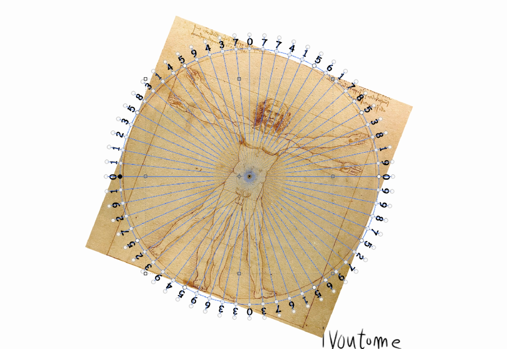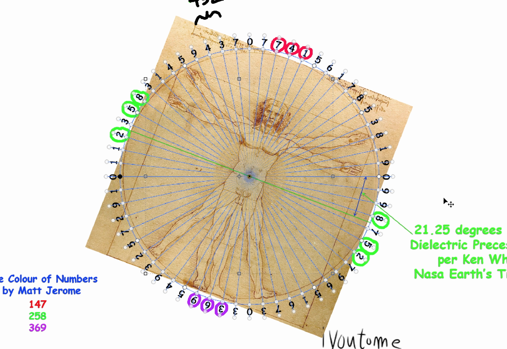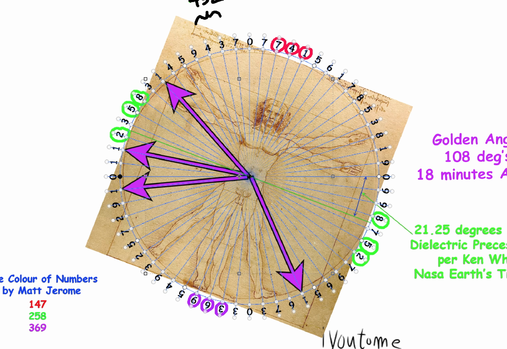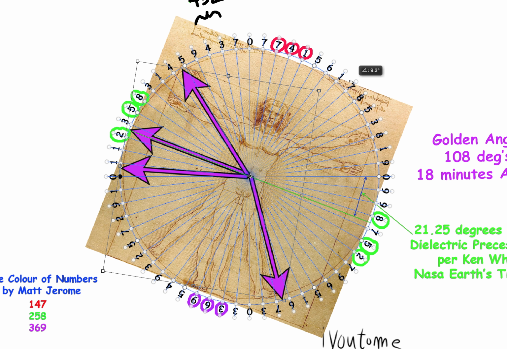Another thing to note, if you throw the Vitruvian Man, you will see that if you put him on that dielectric inertial plane angle, he stands on the 369. What was he trying to tell us, right? And if you look at the degrees, you will see that he was trying to tell us something.